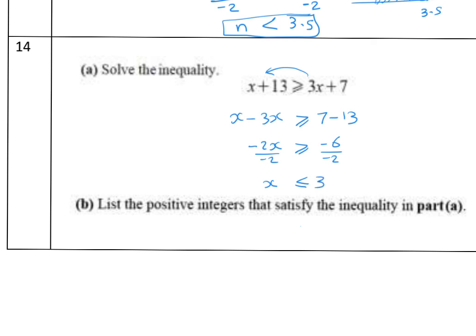List the positive integers. Look for B. List the positive integers that satisfy the inequality in part A. I need the integers which are less than or equal to 3. So 3, 2, 1. Do we have more? 0. 0 is not positive. I need the positive integers. So 3, 2, 1. Okay?